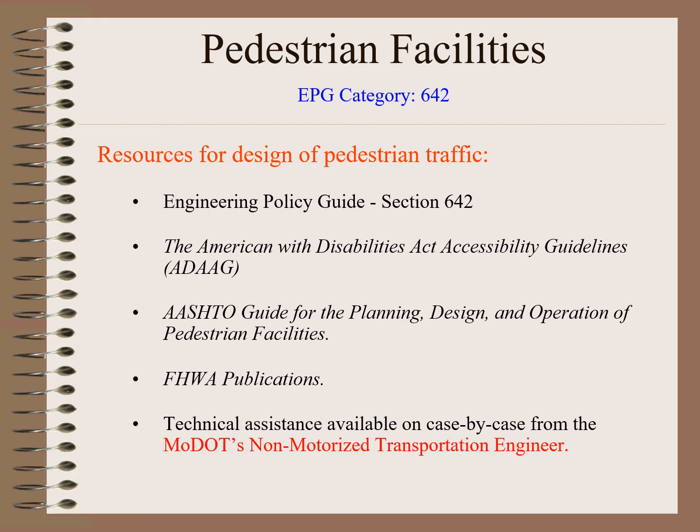Pedestrian facilities may be part of your design. The Engineering Policy Guide Category 642 is where you will find all the guidelines regarding pedestrian facilities. You have multiple resources available for designing pedestrian traffic. The Engineering Policy Guide, the Americans with Disabilities Act Accessibility Guidelines. There is a link on the Engineering Policy Guide to this particular publication.